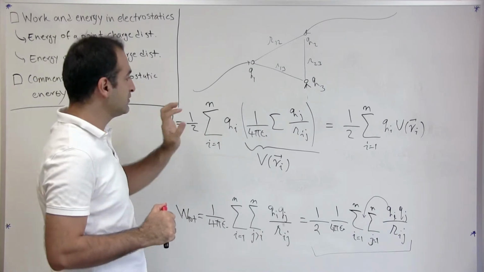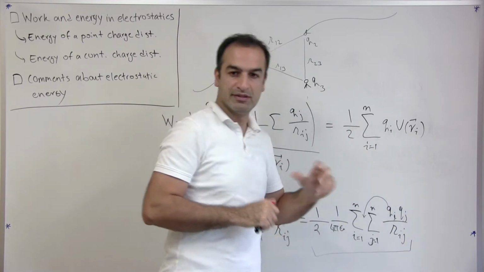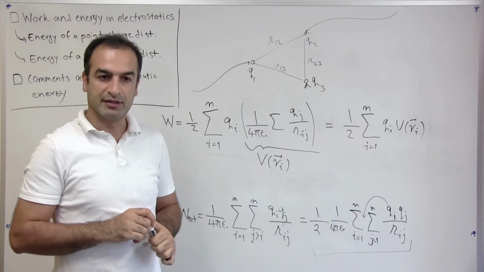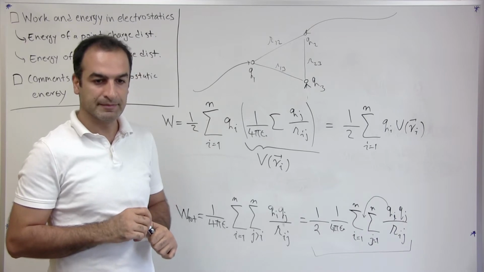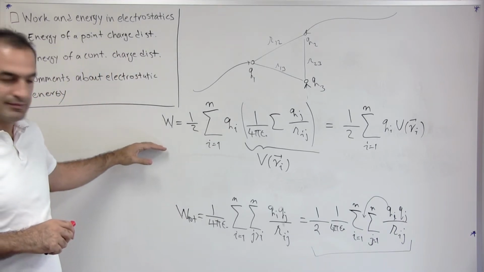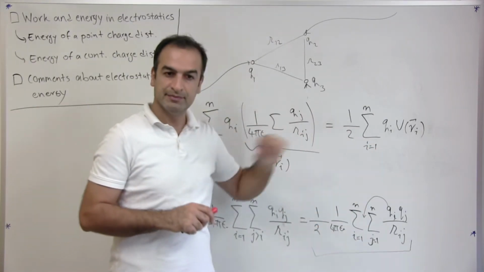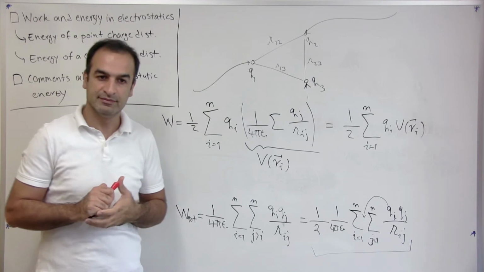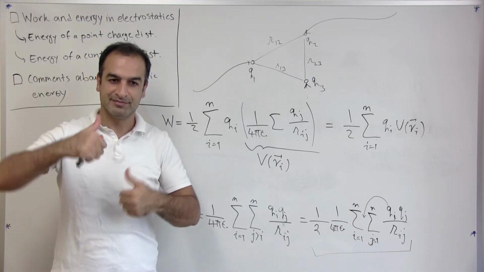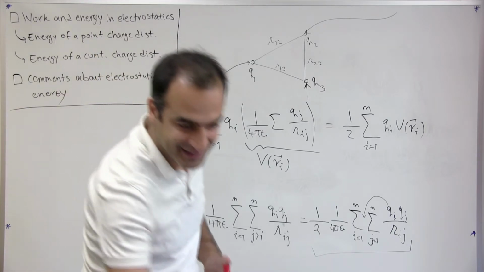Okay, so I'm going to do one simple example so that you can see how you can use this and calculate the point charge distribution's energy. So far so good. Is it clear how I moved from here to here and how from here to here? Yes? Thumbs up? Good.